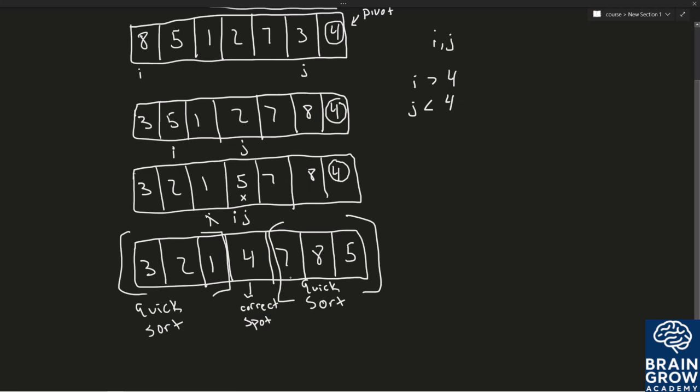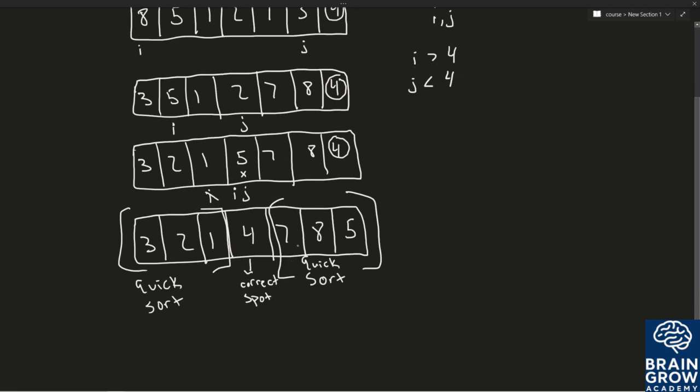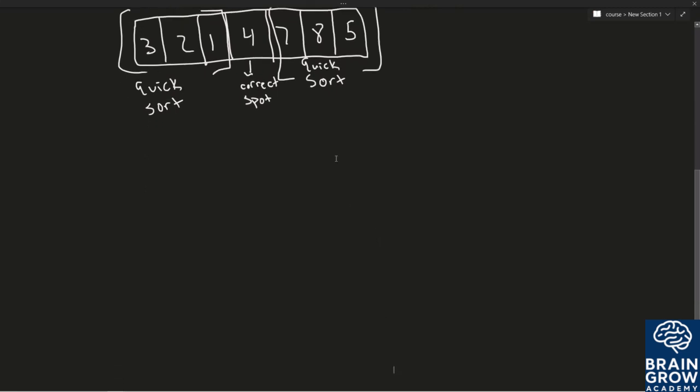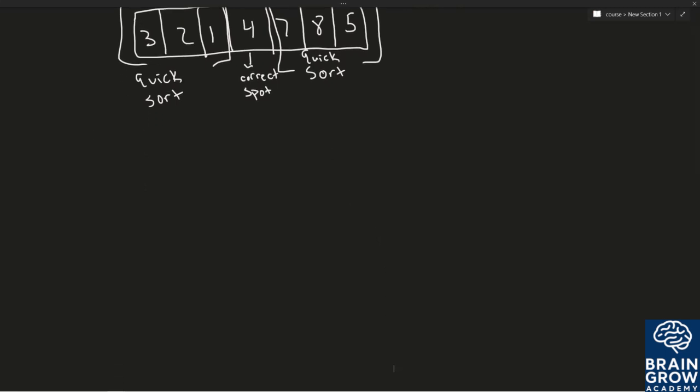And then we would keep doing that until the array is correctly sorted. And that's exactly how quicksort works. So you can see that it's a pretty efficient algorithm. So now what we want to do is take a look at the pseudocode, so that you can have a good idea of what we need to do in order to implement this code.